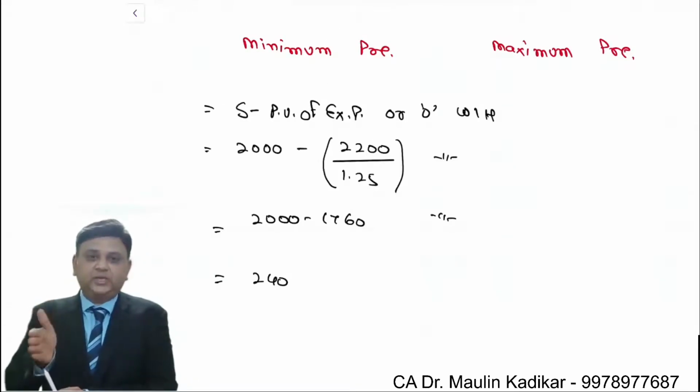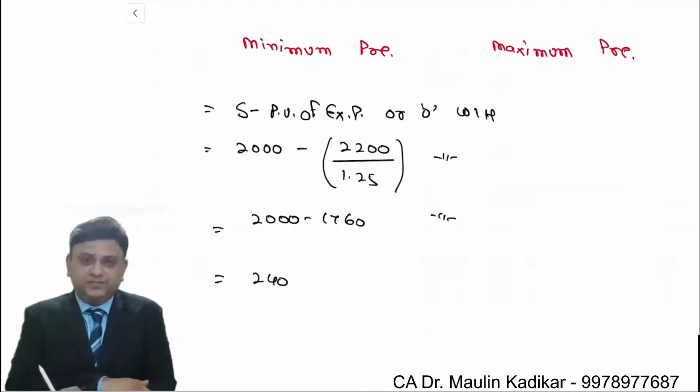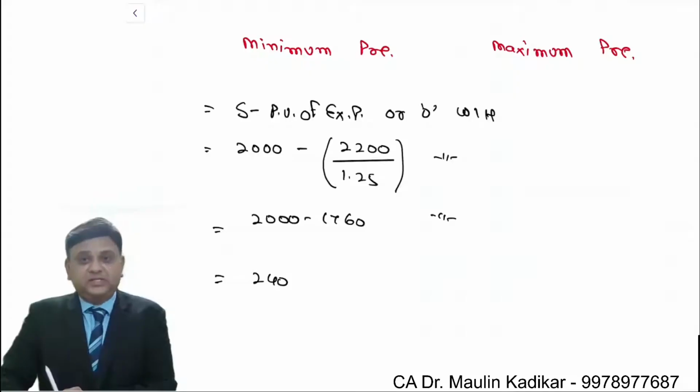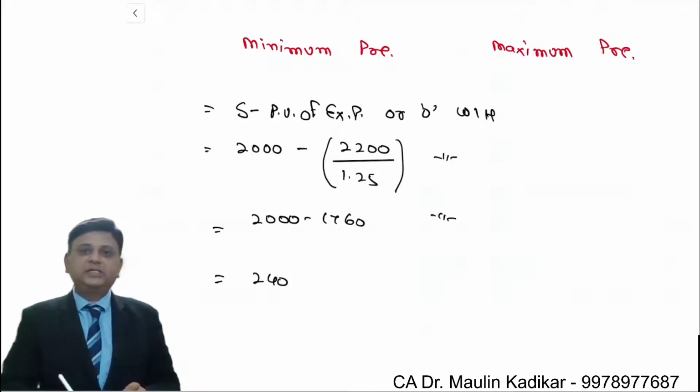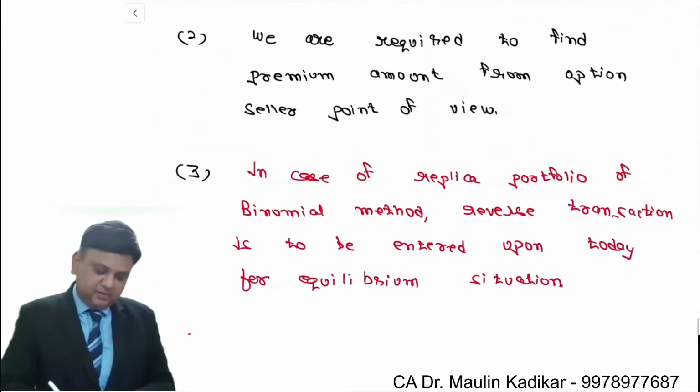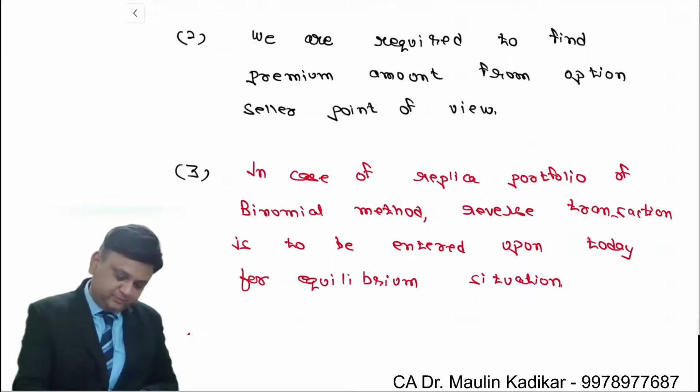So we understand that the 2200 has a discounted value of 1760 that is deducted from 2000. So 240 rupees is the minimum premium that should be charged. Otherwise there will be an opportunity of arbitrage. See, we understand that over here we are required to make the computation of the answer from the option seller's point of view. That is what we understand.